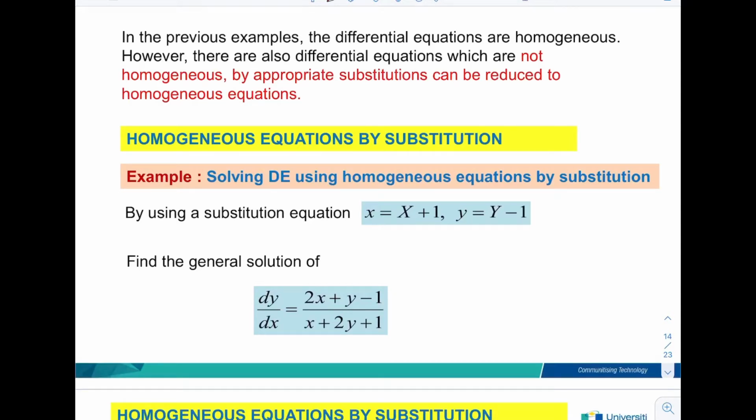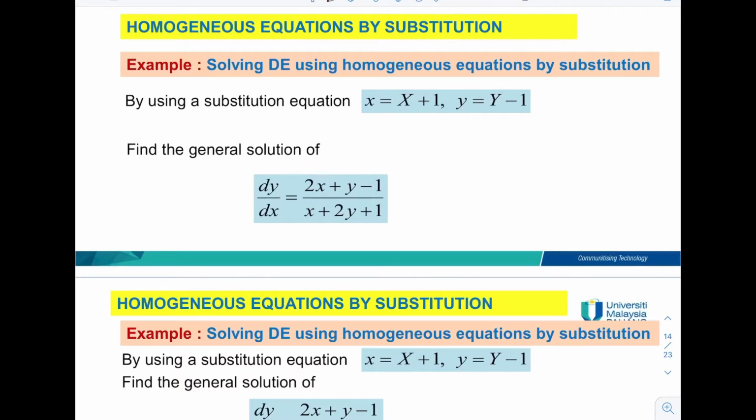In the previous example, the differential equations were homogeneous. However, there are also differential equations which are not homogeneous. But by using an appropriate substitution, they can be reduced to homogeneous and solved by using the same methods. Okay, so we will look at one example over here.